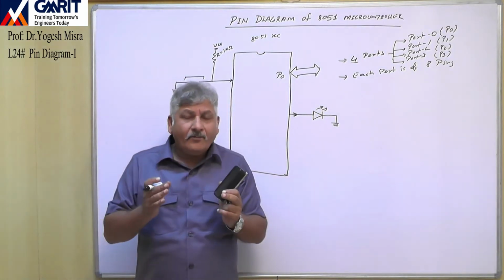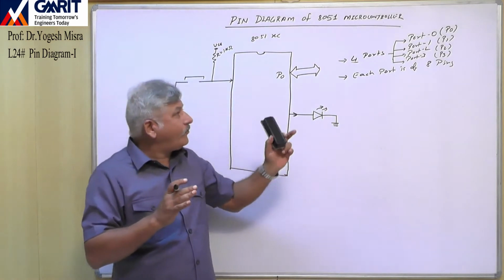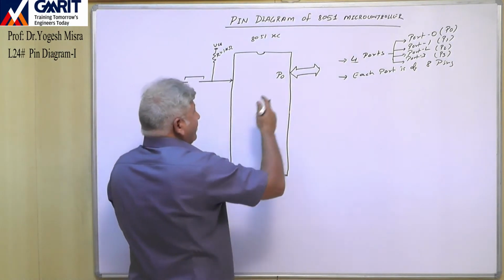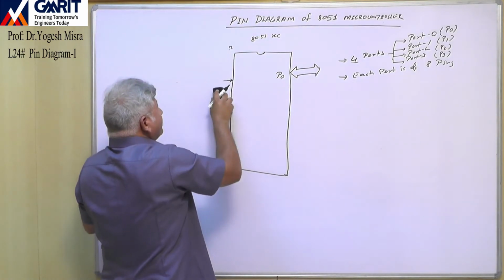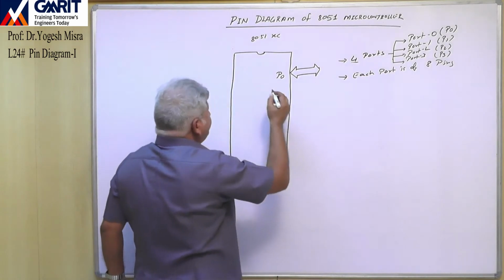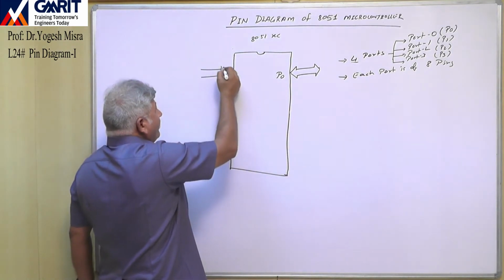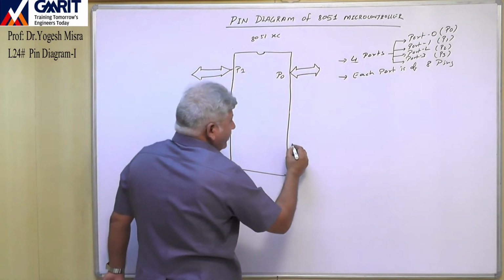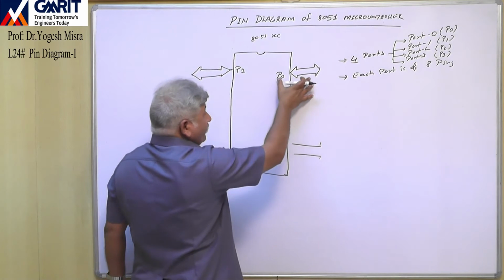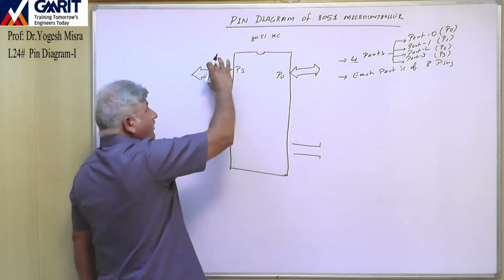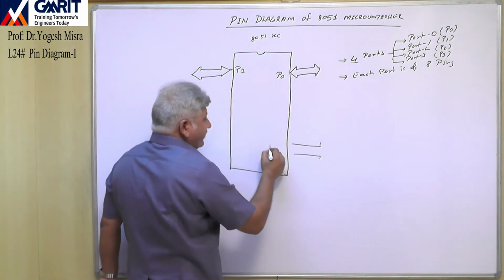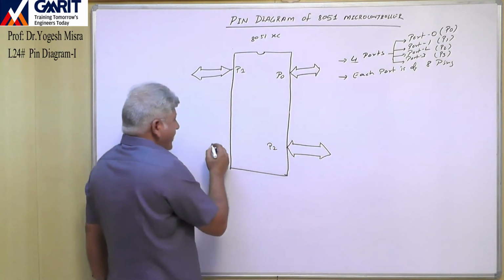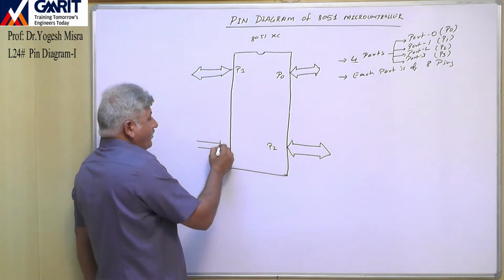So we can program a pin as an input pin or an output pin. All the ports can be programmed as input or output. That's why here I have shown the bidirectional port, this side and this side both. So this is port 0 and this side we will find port 1. There will be 8 pins of port 0, 8 pins of port 1, and this is port 2 with 8 pins, and this side you will find port 3.